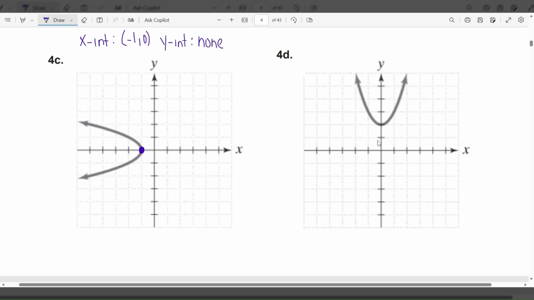4D, our x-intercept, where does it cross the x-axis? It does not cross the x-axis. Therefore, my x-intercept is none. But it does cross the y-axis. So my y-intercept is here, which is (0, 2).